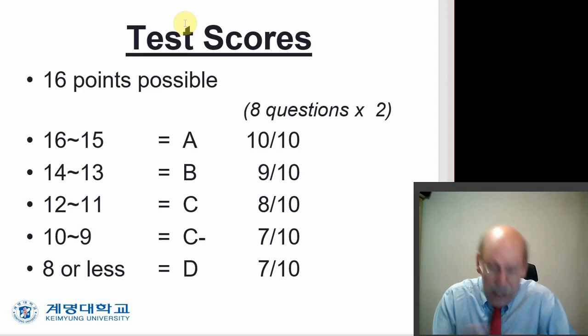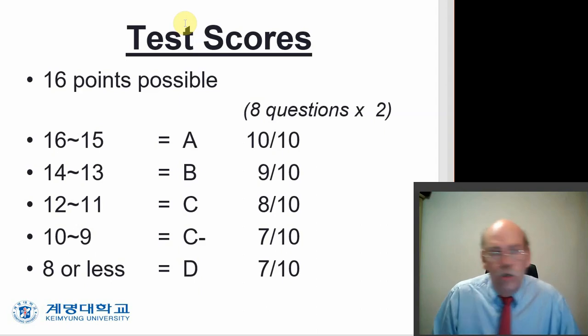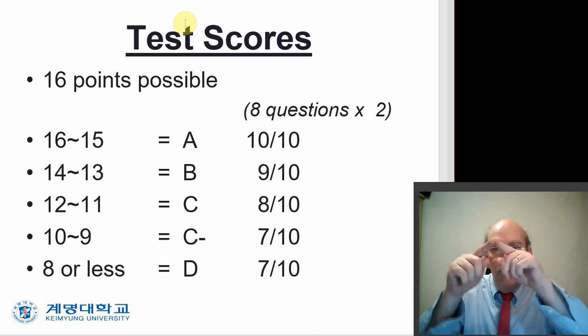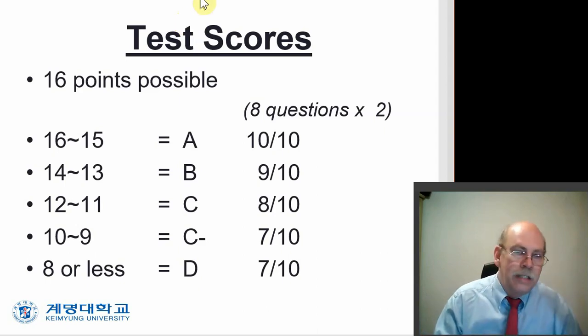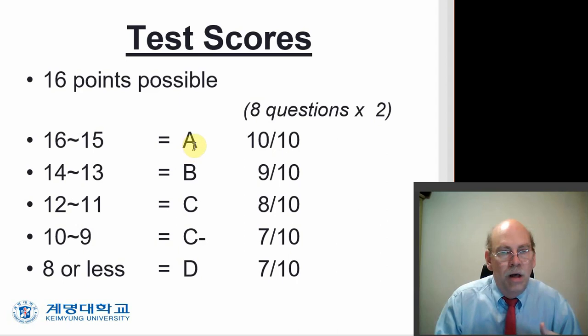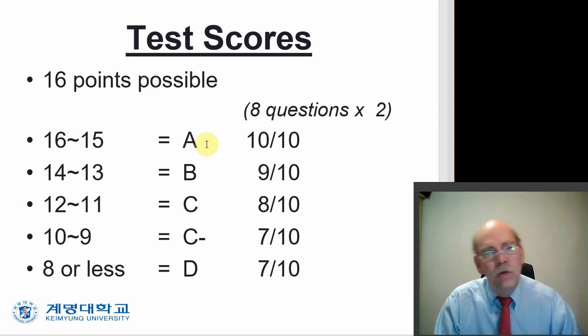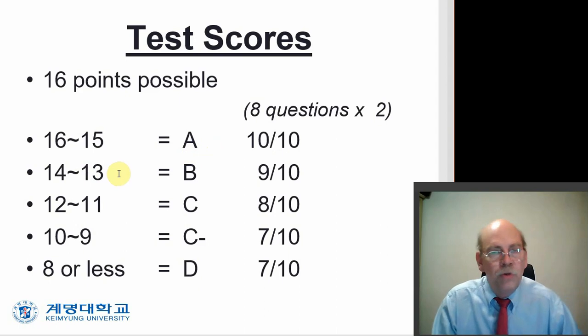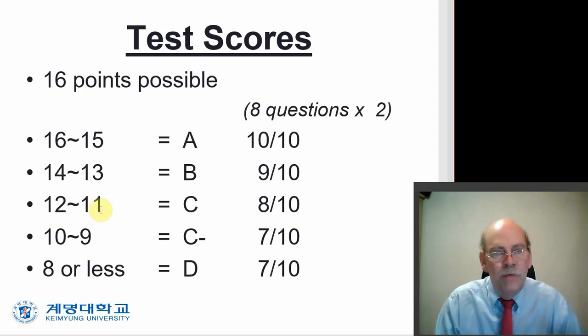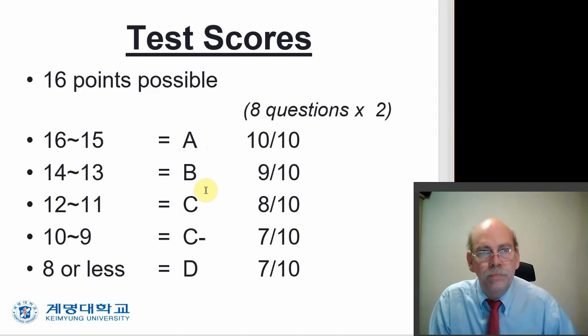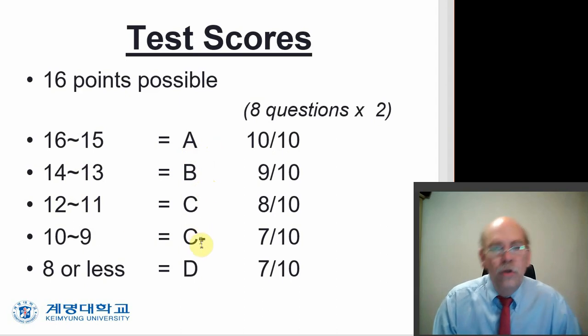For the paper test, I give you your paper test back. You can count the numbers. The number in the box at the top is the final number. So if you got 16 or 15 points on your interview, you got an A. If you got 14 or 13 points on your interview, you got a B. If you got 12 or 11 on your interview, you got a C. 10 or 9 on your interview, you got a C minus.